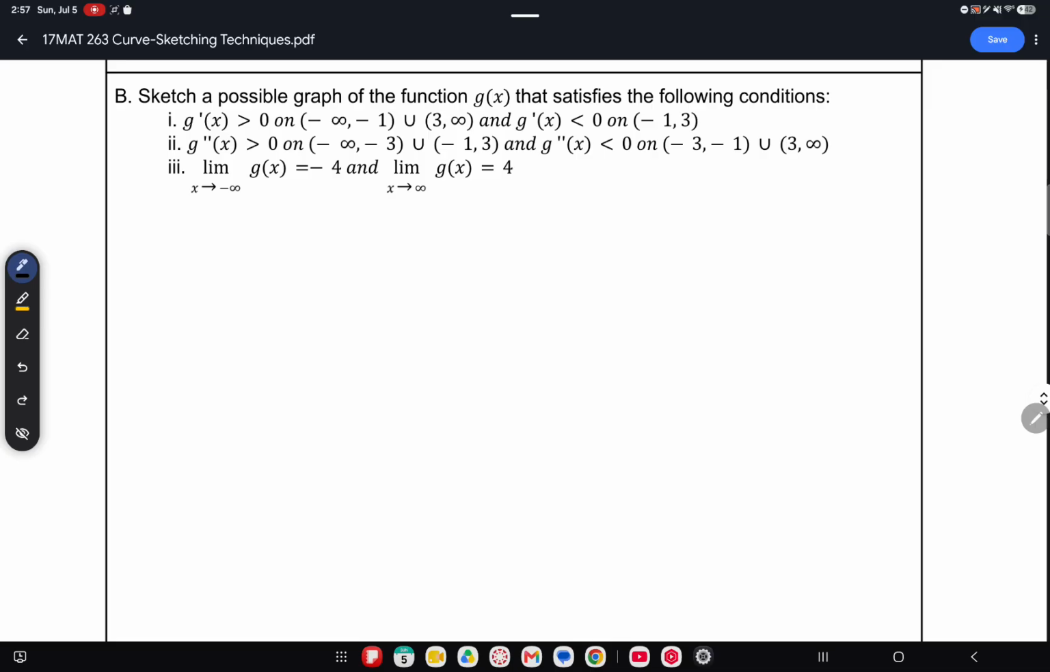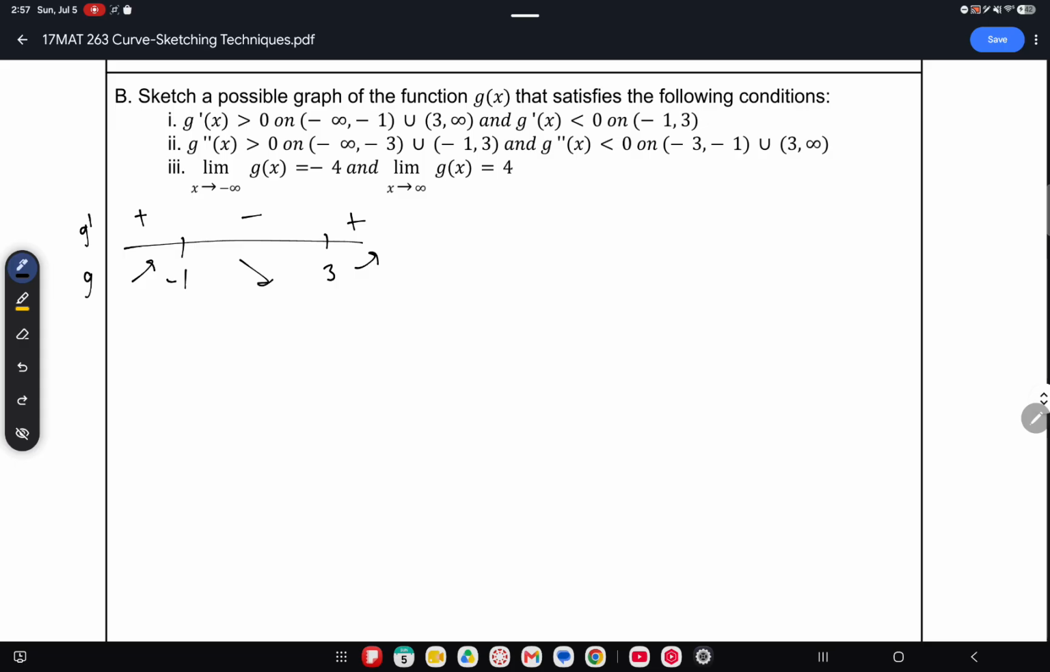Sometimes with these, I like to also draw out what's happening because we're working a little backwards. We usually are given the original function, and then we find the derivatives to find out what's happening with the function. And this time we're already given what's happened. And so I like to draw out some things. So if I do my sign chart here, we're positive from negative infinity to negative 1. So that means we're increasing. And from 3 to infinity. But then we're negative from negative 1 to 3.